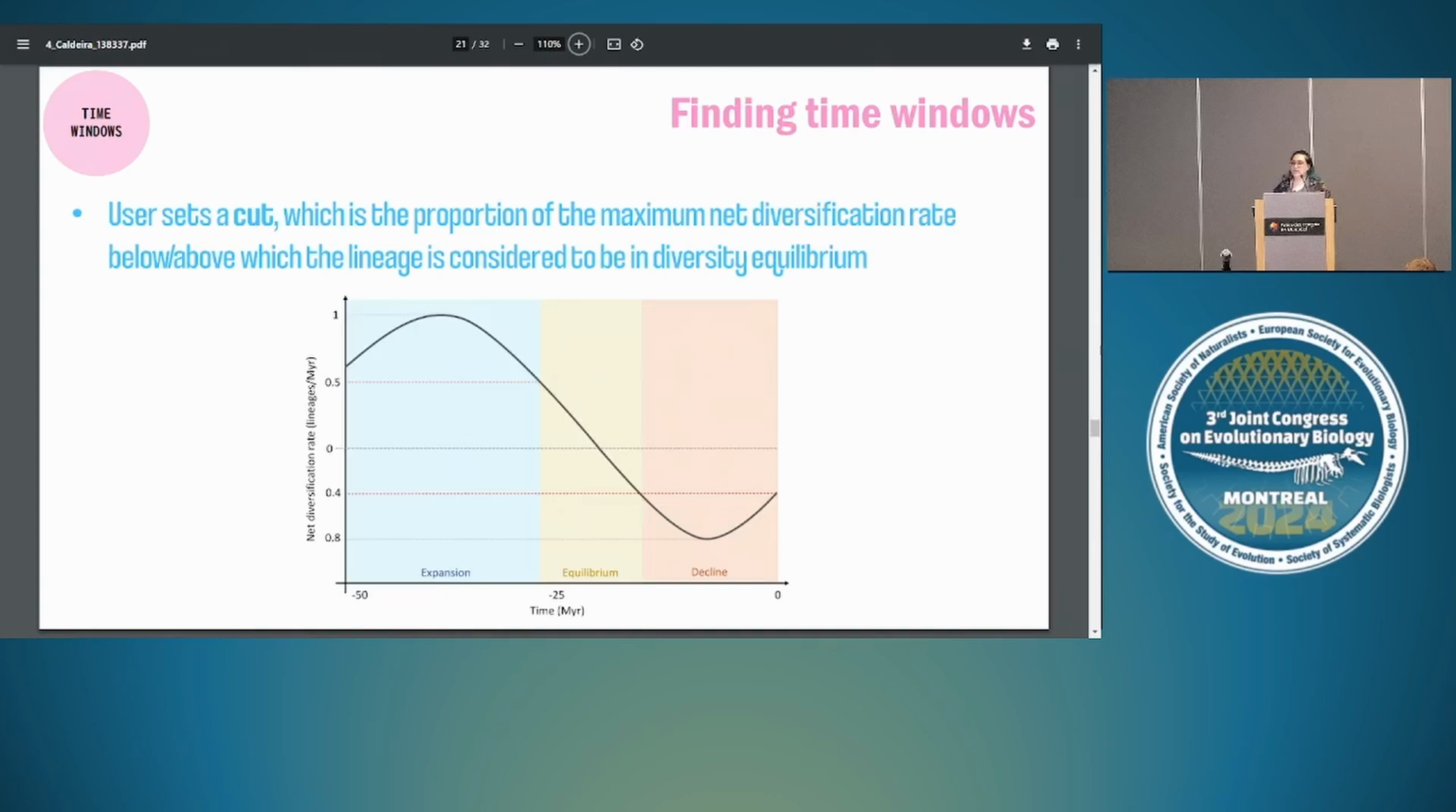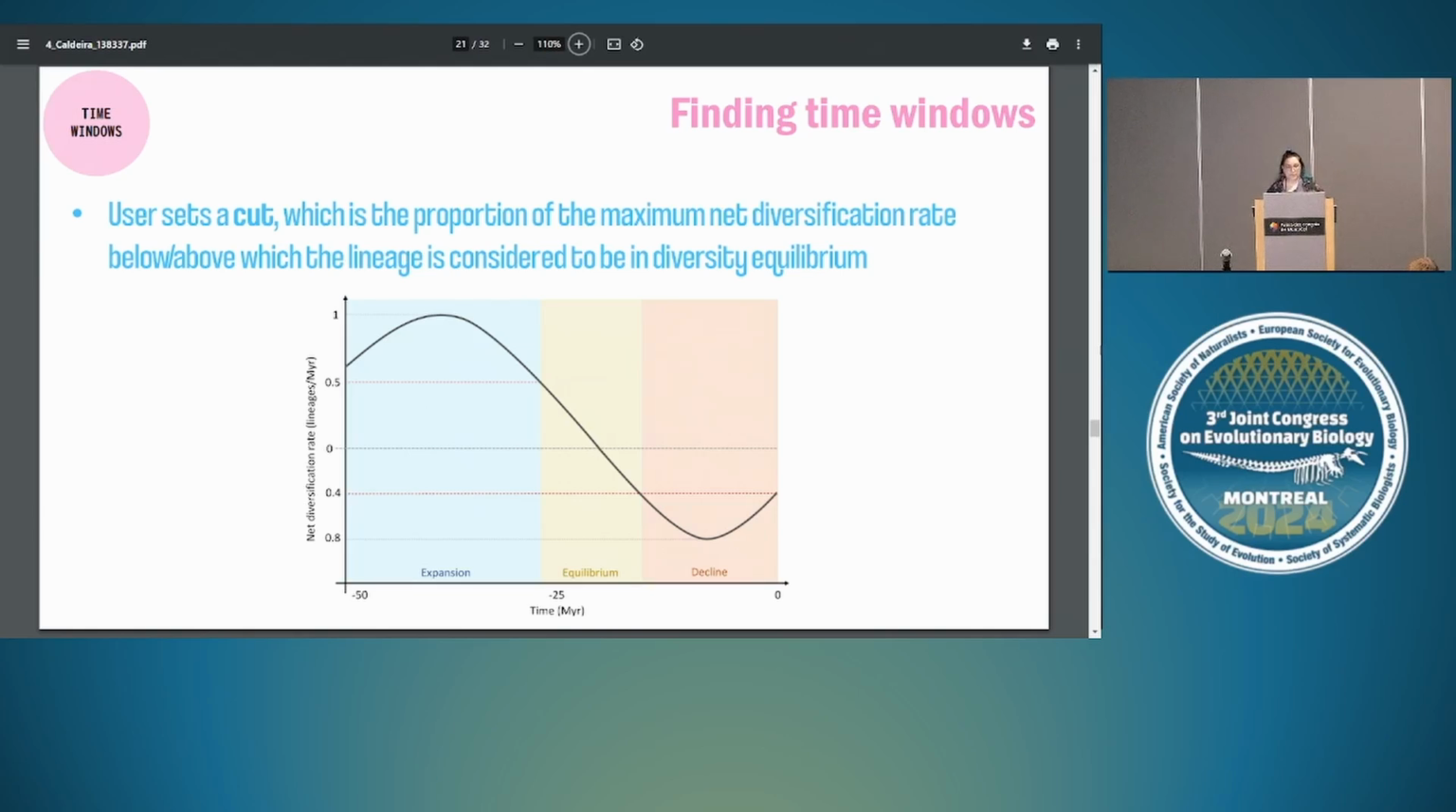The way we found our time windows was by using a simple function in R. In this function, the user sets a cut, which is a number that will be multiplied by the maximum and minimum net diversification rate. For example, this is a putative dynamic. I made this in PowerPoint as well, Bruna. And this cut, I used 0.5 here. And for this putative clade, the maximum net diversification is 1. The minimum is minus 0.8.